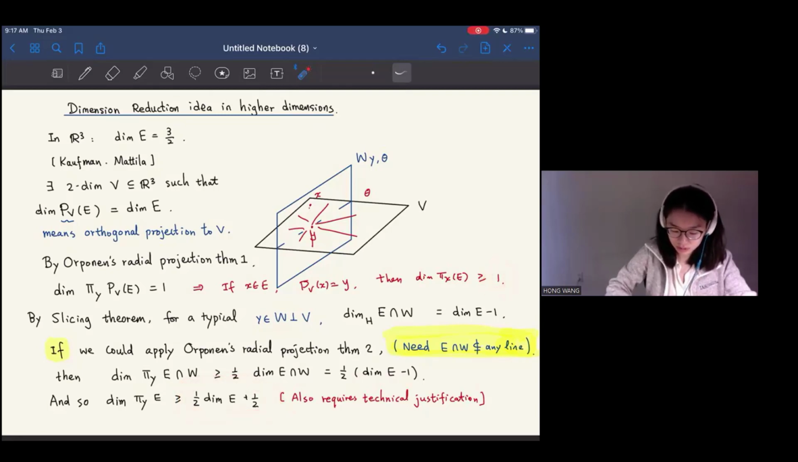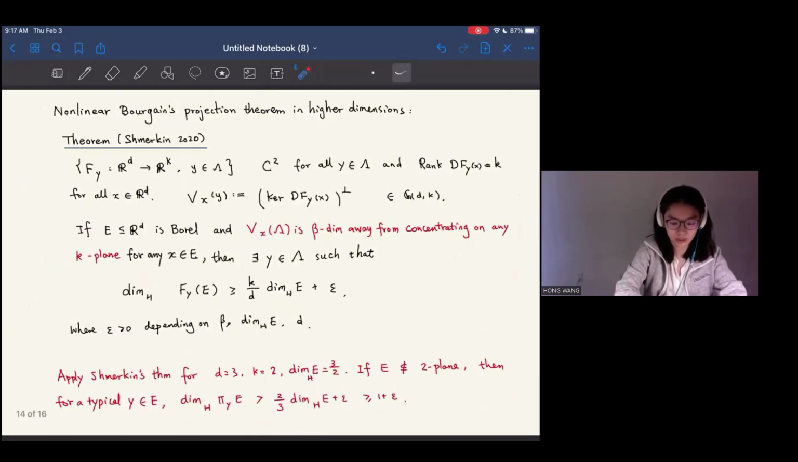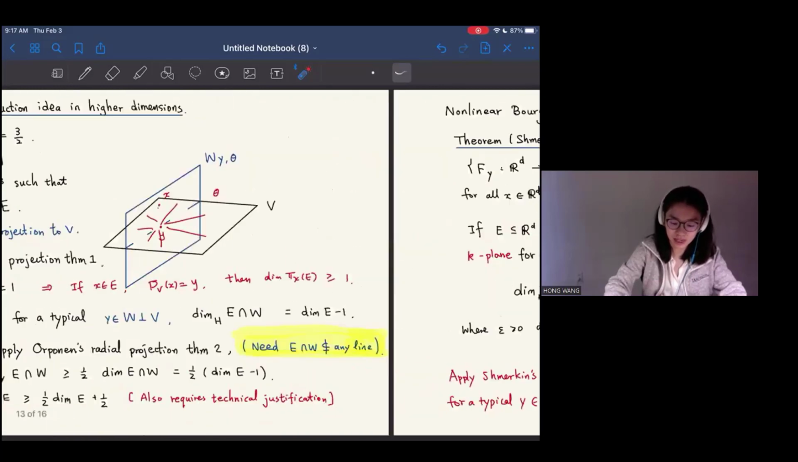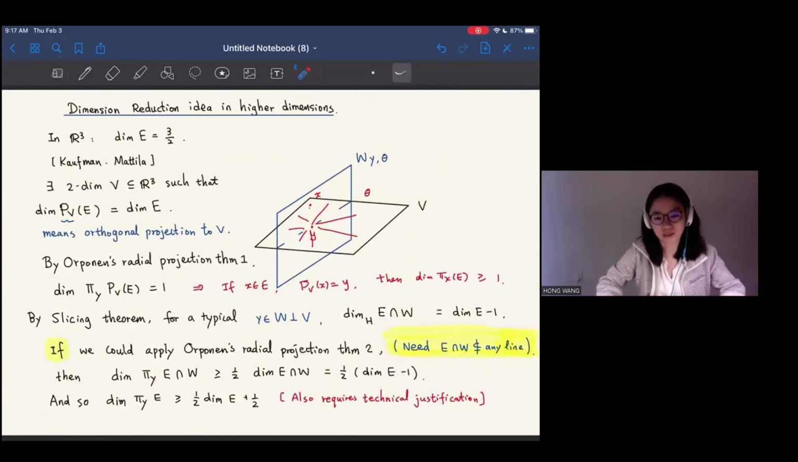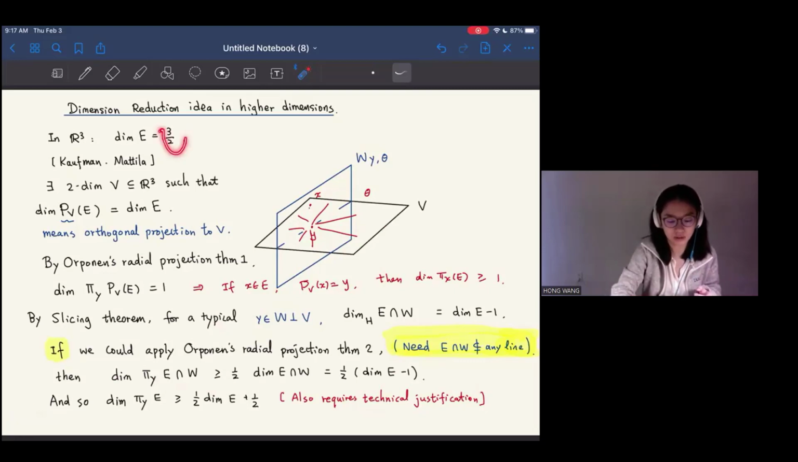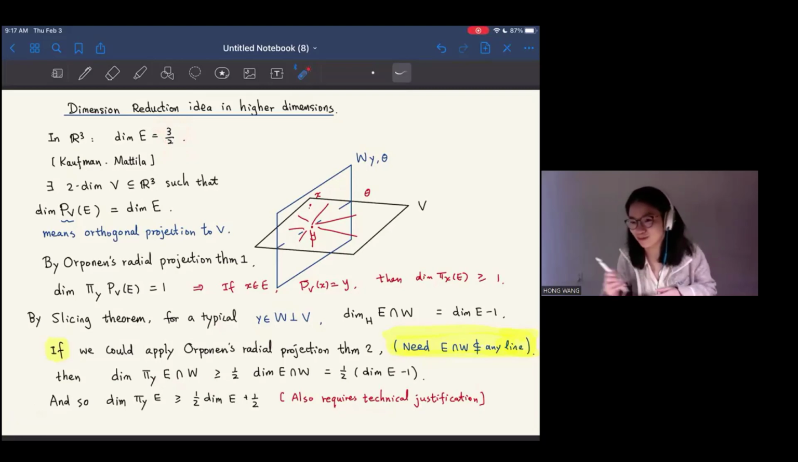But this doesn't work as it is, because this slice might be contained in a line, and then we need to rule this out. And we were able to use Orponen and Shmerkin's higher dimensional nonlinear Fourier projection theorem to rule this out. But this is not quite satisfactory. So that's why our result is around half dimension instead of all dimensions. I will stop here. I'm over time, sorry.